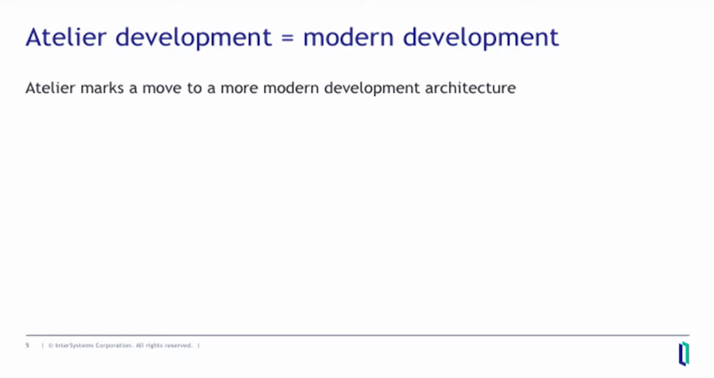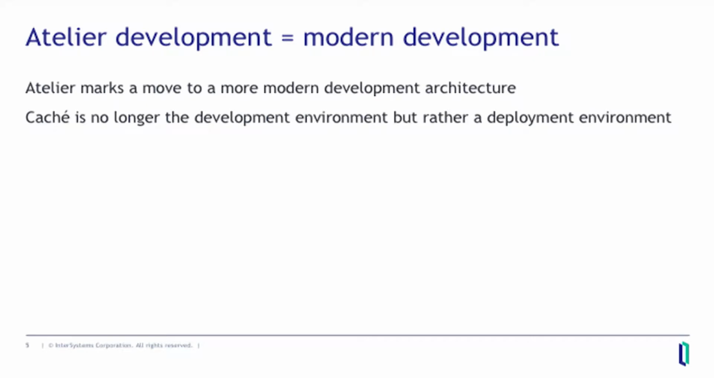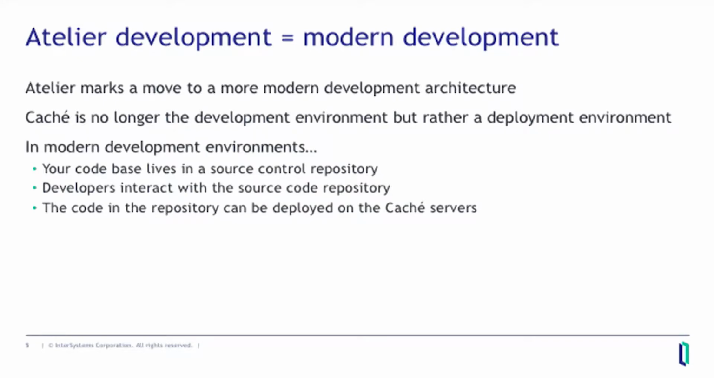With a move to Atelier, you are making a move towards a modern development environment. One big difference is that Caché is no longer your development environment. Atelier is now your development environment. Caché is just the deployment environment. In a modern development environment, you are going to be using source control. Hopefully some of you are already. And so that's really the reason for this presentation: with a more modern system, with Atelier, we hope everyone is going to be using source control. It's a whole lot easier now.